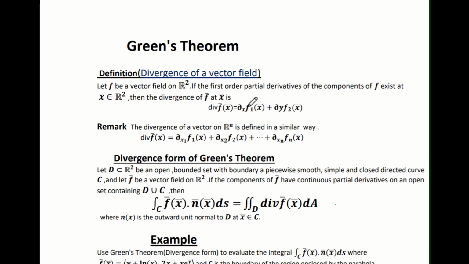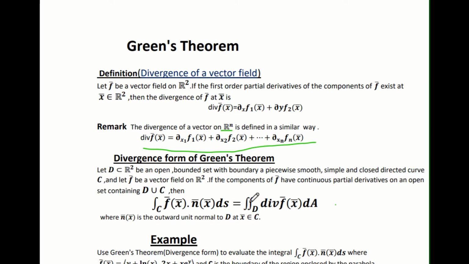So this is simply taking the partial derivatives of the components of F. You take the first component of F, which is f1, with respect to x, and then f2 with respect to y. But for any general space, which is when you are in Rn, this is how you find the divergence of F. So let's go into the definition of the divergence form of Green's theorem.